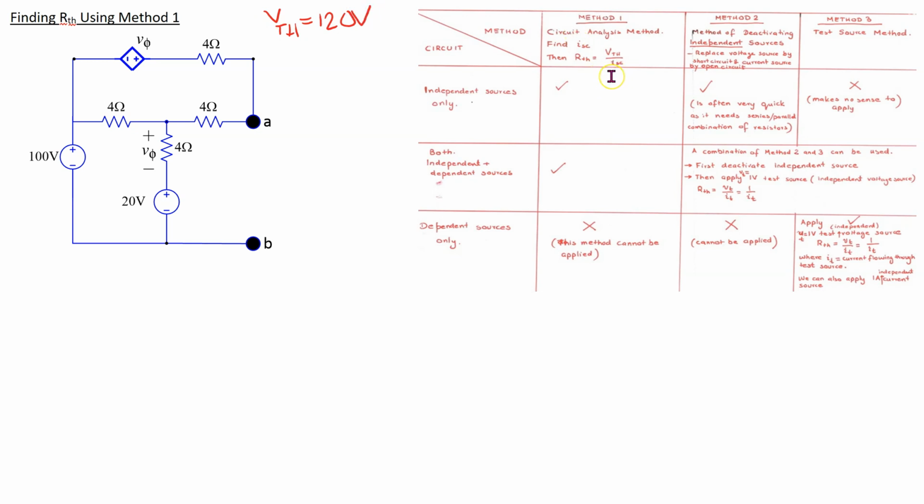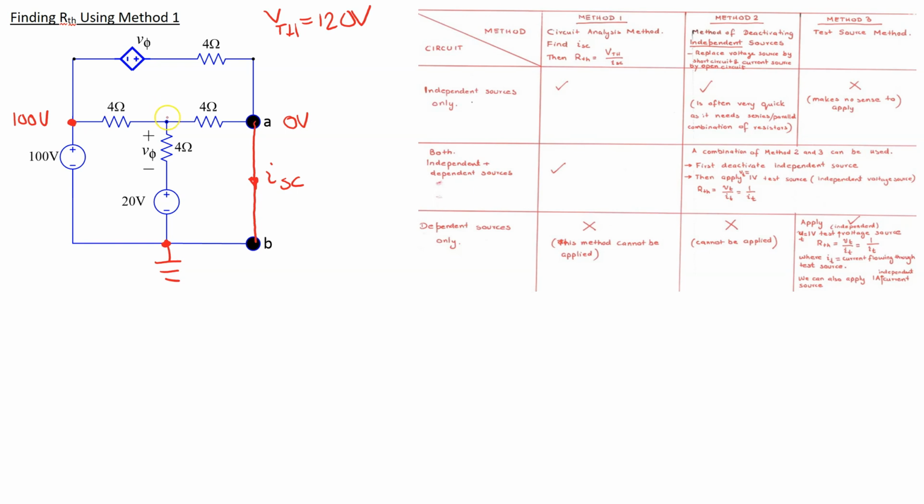According to the circuit analysis method, we need to short circuit the terminals of interest and find the short circuit current, and then the Thevenin resistance is V Thevenin over I short circuit. For this subtask of finding the short circuit current, again, any circuit analysis technique can be used. For instance, we can use node voltage method, which is very efficient for this given circuit. We can ground this node. Then the voltage at this essential node is 100 volts. Because of this short circuit, the voltage at this essential node is 0 volts.